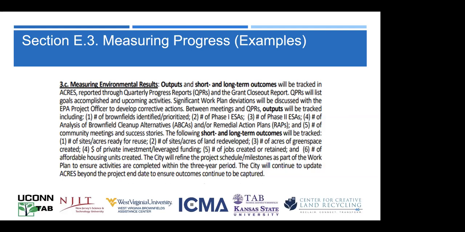But outputs are things like the number of phase ones, phase twos, you know, how many brownfields that you've identified, and you know, your APGA, right? Then the outcomes are things like the number of acres, the number of jobs, how much money has been leveraged, right? Private investment, leveraged funding, right? Affordable housing units, right? So those are outcomes.